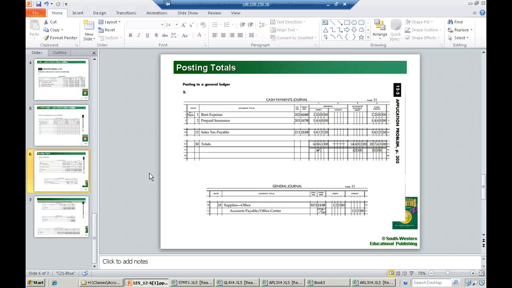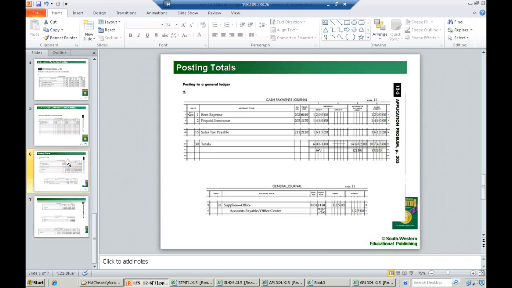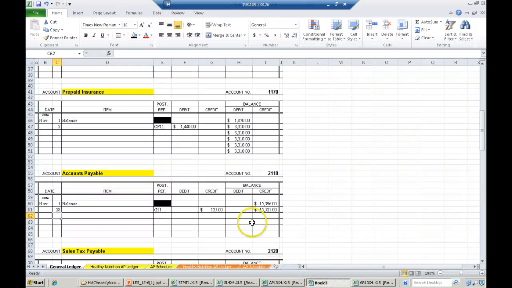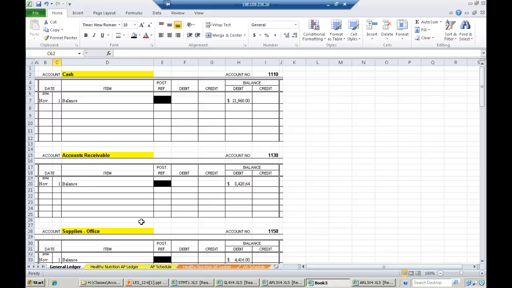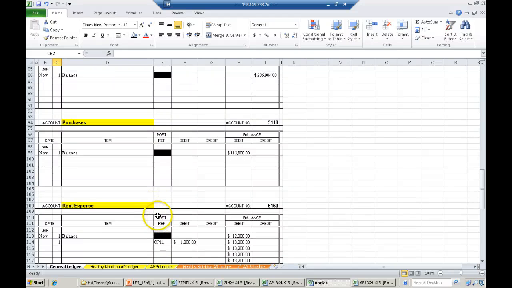Final step, 12-6, we're actually going to post the totals, which I've already given for you in the journals. We're going to post from the cash payments journal, from the sales journal totals, purchases journal totals, and the cash receipts totals of our journals to our general ledgers. So you might want to push pause again to record this portion of the assignment. We're going to go back to our Healthy Nutrition general ledger, and we're going to post our general ledger totals from our journals to these general ledger accounts.